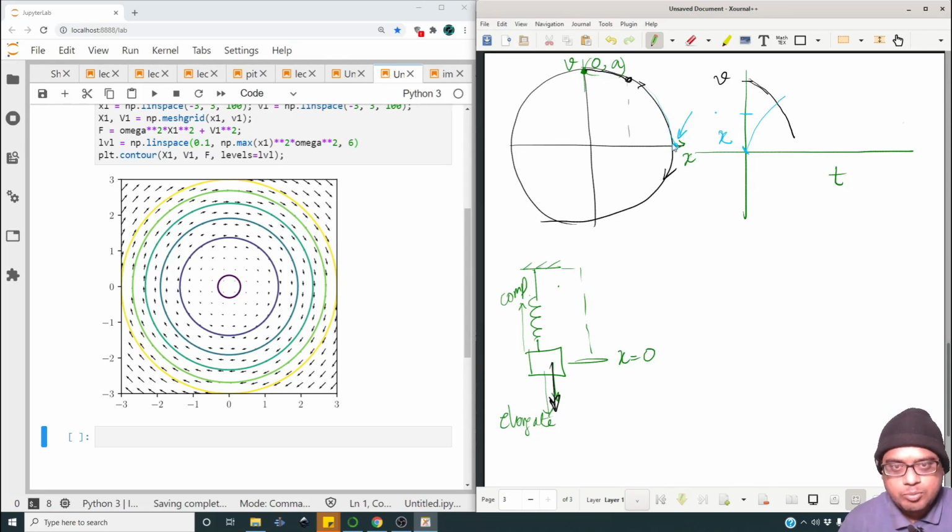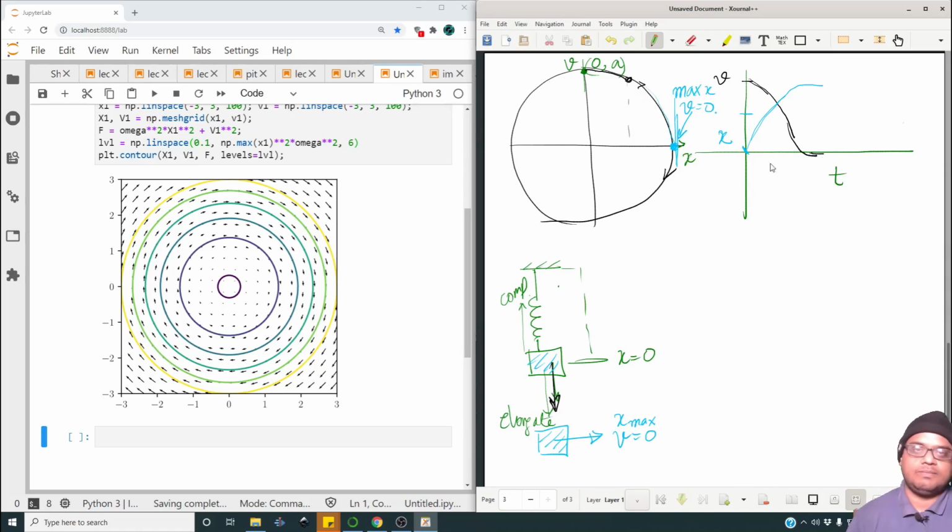So this particular point corresponds to the case where the block has gone all the way to the end, where the spring is now at its maximum elongation. The mass decelerates and reaches the farthest point, at which point the velocity becomes 0 but x is maximum. So over here we have the maximum value of x and the velocity 0. And then we see that x begins to reduce.